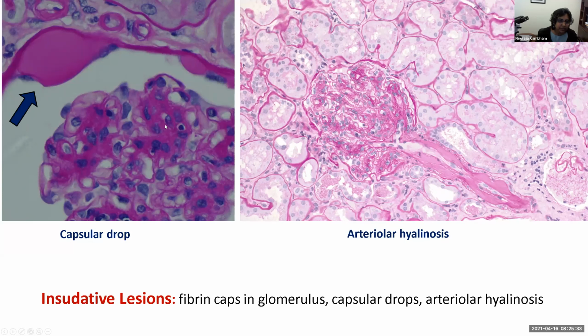Here is a glomerulus with mesangial sclerosis, and this pink material is hyaline tracking through. And then you can have arteriolar hyaline here. Here is a glomerulus with some mesangial sclerosis, diabetic nephropathy changes. And this is a longitudinal section of an arteriole, with all this really bulky, pale material causing narrowing of the lumen. So that's arteriolar hyaline. So these are all insudative lesions that we discuss in the biopsy.